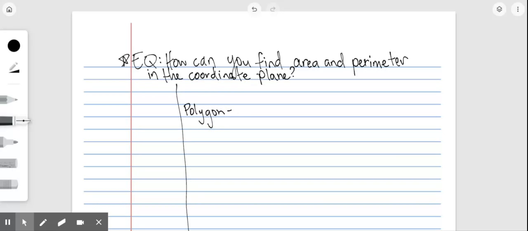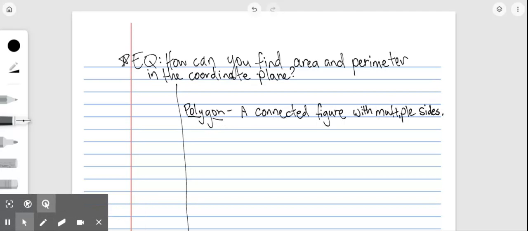Okay, polygon comes from the two words poly, which means multiple, and gon, which means sides. So a polygon is a connected figure with multiple sides. Now, I know you probably think this word connected is probably unnecessary, but it's really important to note that a polygon is a connected shape. So it has an inside and an outside, and they're very clearly defined. So I'm going to draw an example.